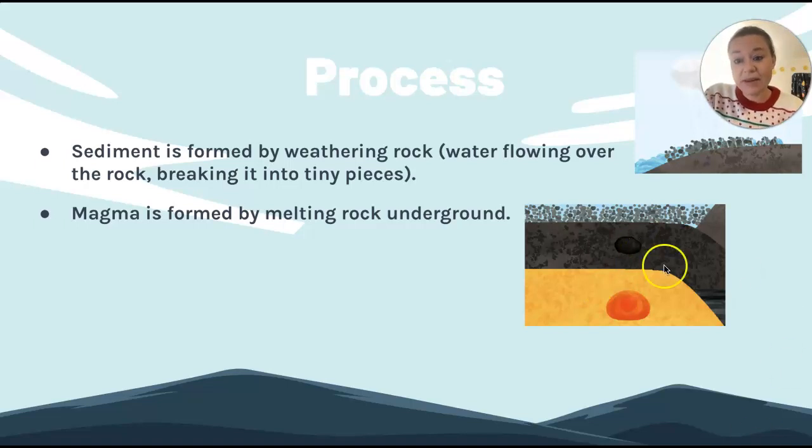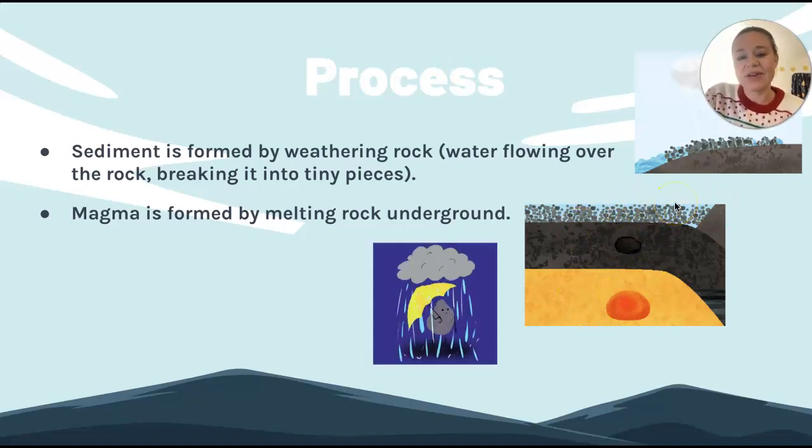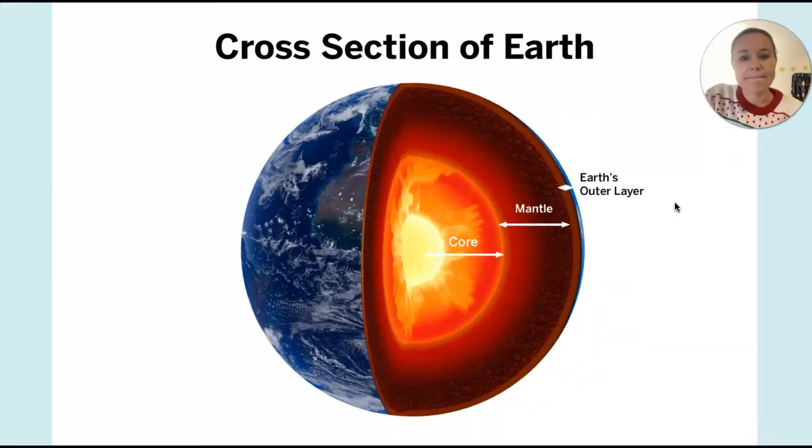So again, in our simulation, we had magma forming in the mantle here, and that is underneath the ground, right? We know that we can't be down here and we're up here, so it is underneath the ground. And just as another example of a cross section of the Earth, we have the core, we have the mantle, right? The mantle is quite large, and then we have Earth's outer layer. These are the plate tectonics, the plates. So the mantle, this is where we are getting that magma from.